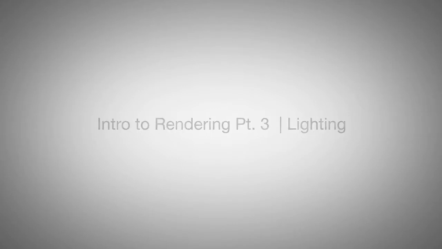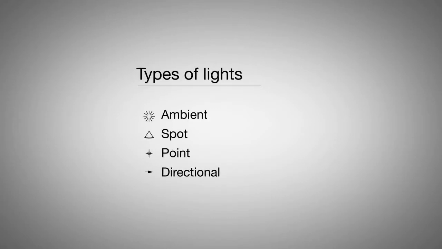Let's talk about lighting. Lighting usually refers to the source or sources of simulated illumination in the scene. The lighting can come from various types of lights, including but not limited to ambient lights, including global illumination, spotlights, point lights, and directional lights.